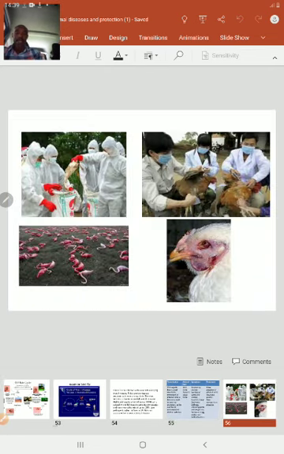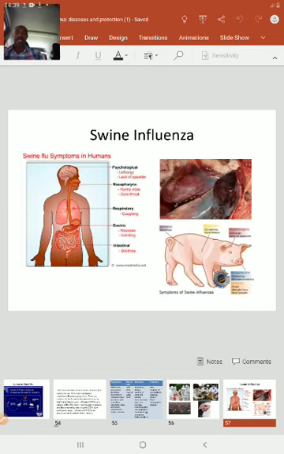You can see what is happening there. It once happened in China. You can see those Chinese.